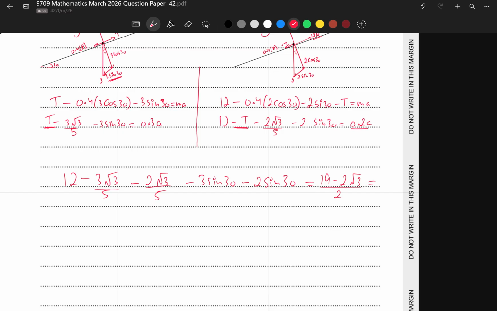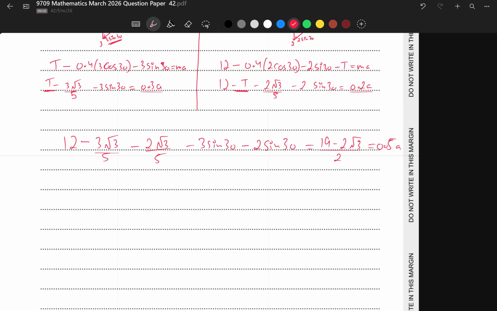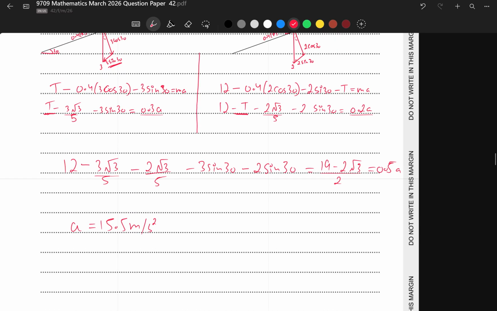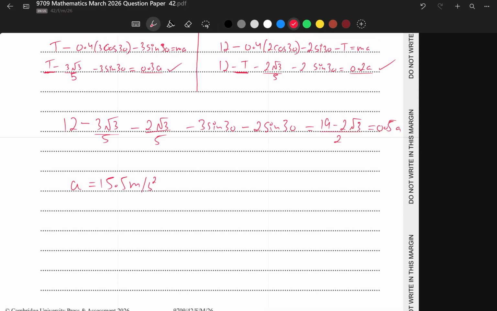Now mass is 0.2 plus 0.3, so 0.5 times a. We'll calculate a from here. a is equal to 15.5 meters per second squared. Now you can put a back into either of these two equations. If you put it back here or here, you'll get the same answer. So if you put a, you will get T is equal to 7.19 newtons.